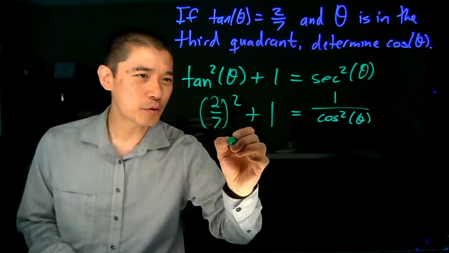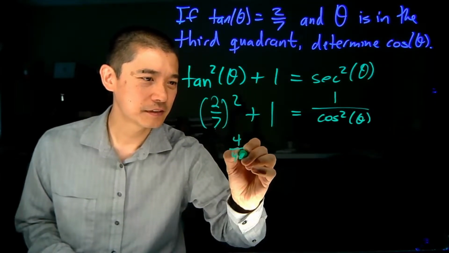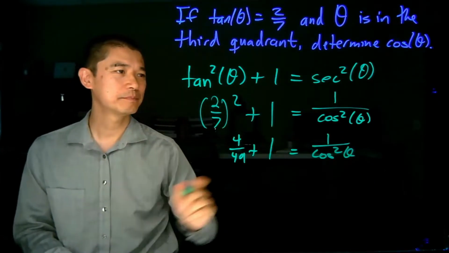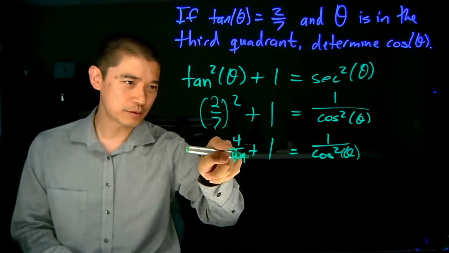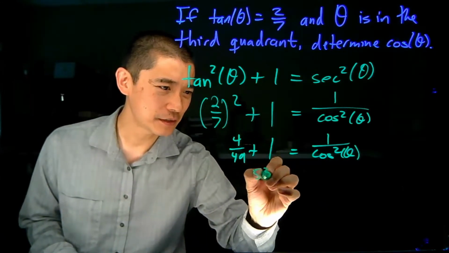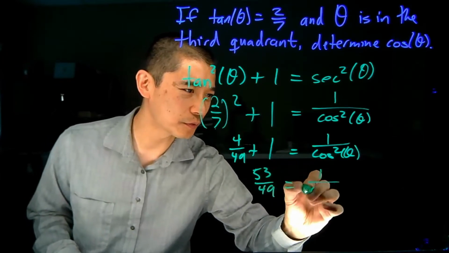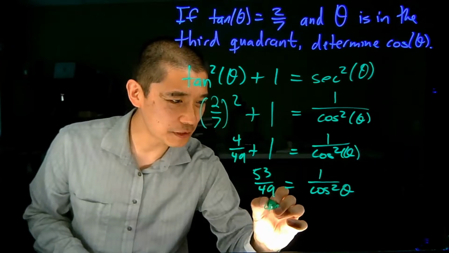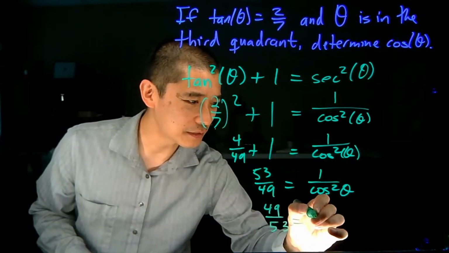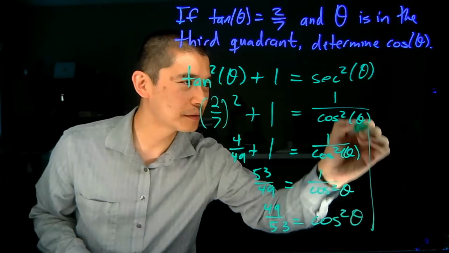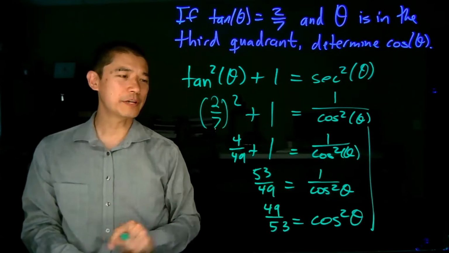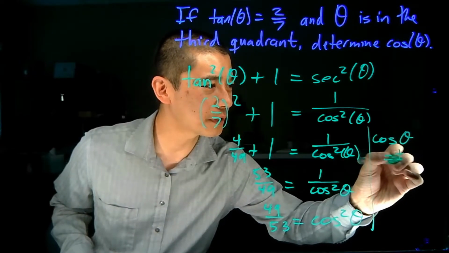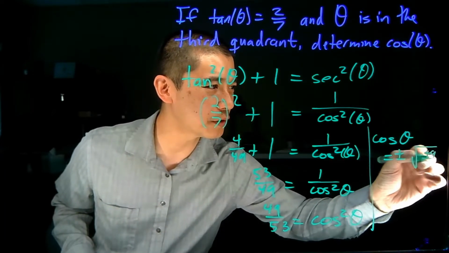2/7 squared is 4 over 49, plus 1 is equal to 1 over cosine squared theta. We add these together, we get 53 over 49 is 1 over cosine squared theta. If we take the reciprocal of both sides, we get 49 over 53 is cosine squared theta. And from here, if we need cosine theta, we're going to take the square root. Cosine theta is equal to plus or minus the square root of 49 over 53.